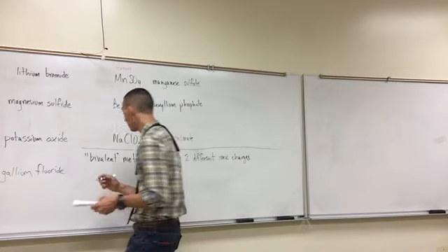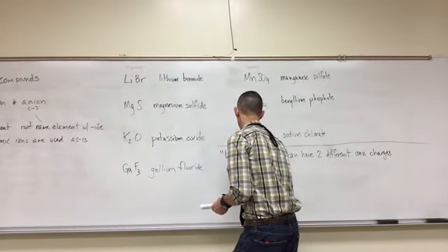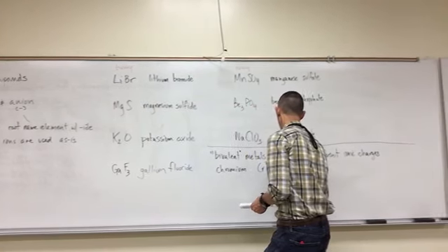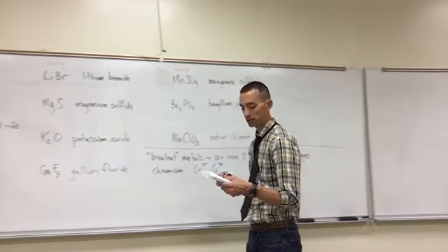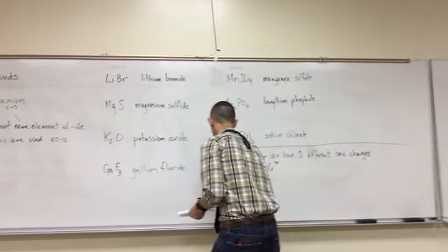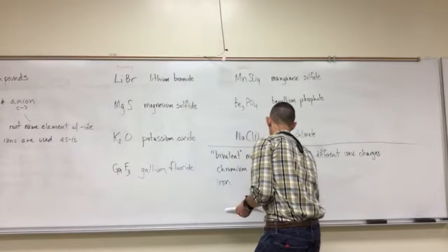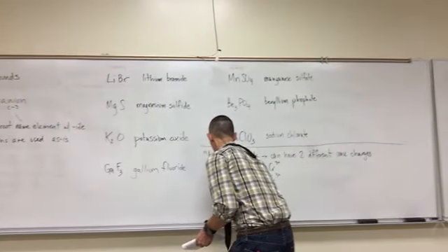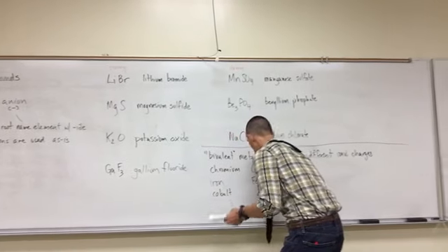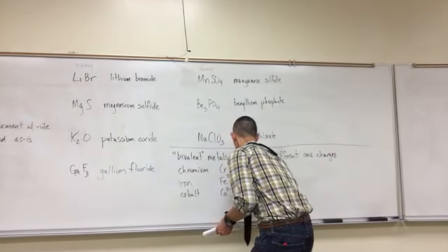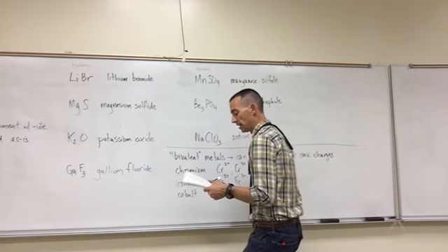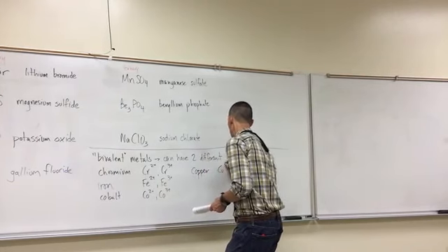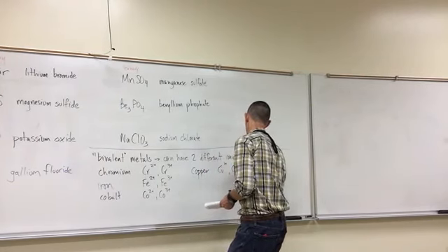However, several metals can have two different possible charges, and they're usually transition metals. So we have to be on the lookout for chromium, because it can be +2 or +3. Iron can also be +2 or +3. Cobalt can once again be +2 or +3. All right. Copper would be possibly +1 or +2.